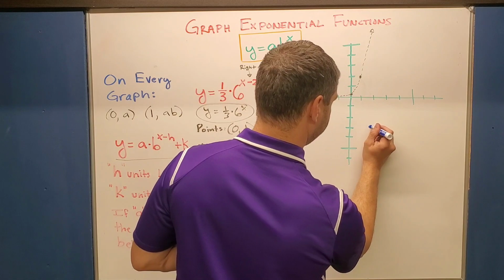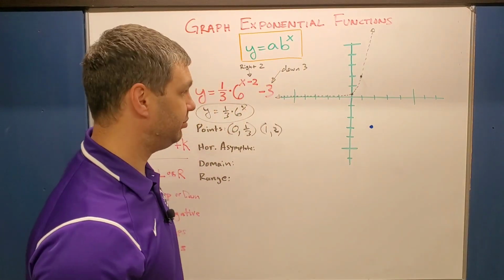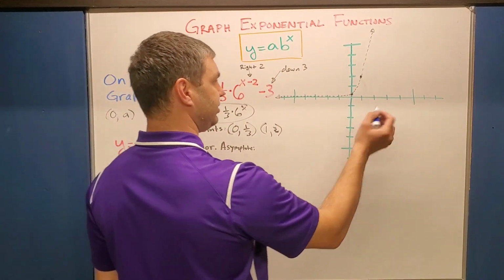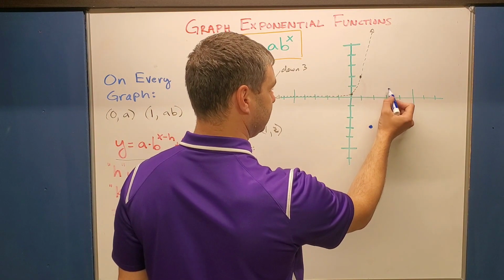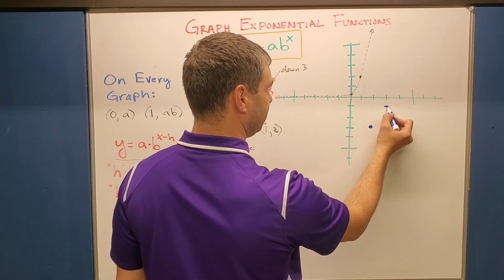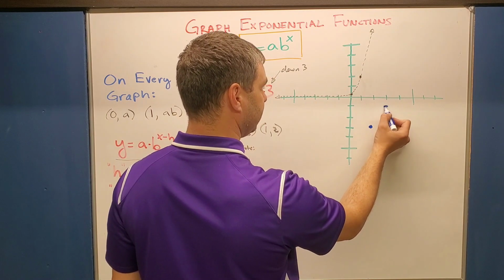All right, and if you have graph paper, of course, you can be a little bit more precise than me, but that's where I'm going to say it is. This one, same thing, go right 2, and down 3. I think this would be at the point (3, -1).